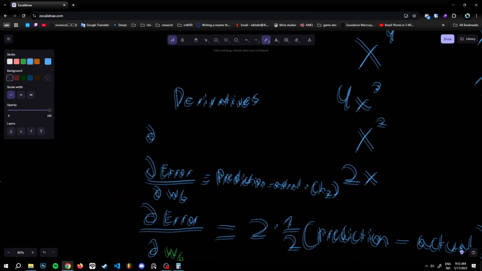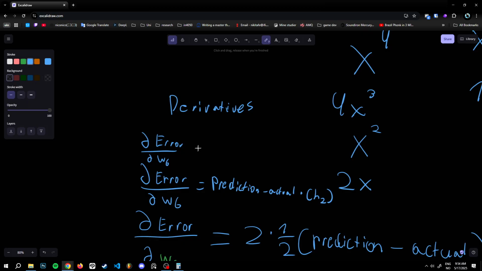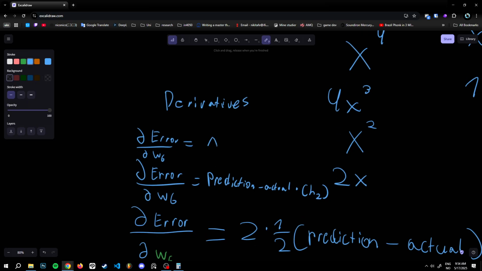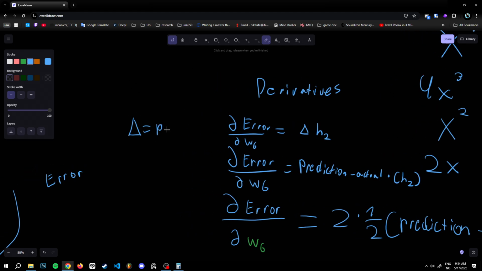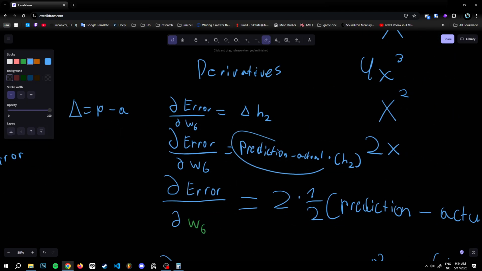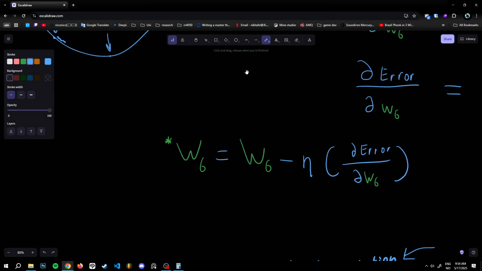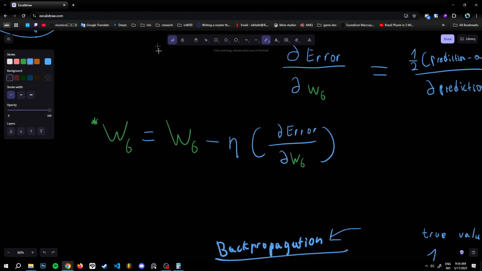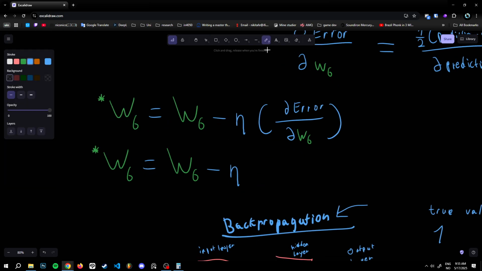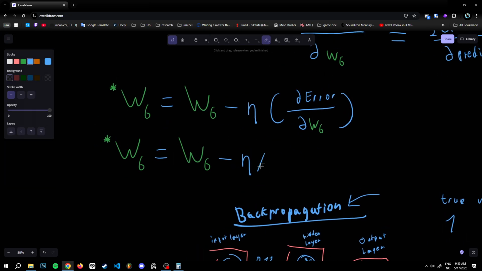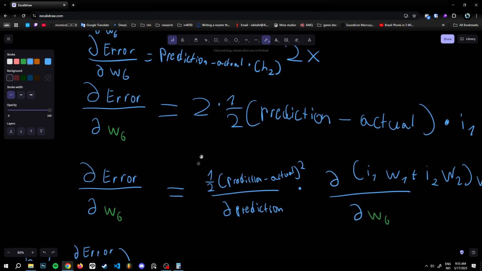Here we can also say that the error is changing because of, okay, just to simplify, we can say that this delta means prediction minus actual value. So delta is this thing, so we're just putting this into a delta. We're just writing delta h2 just to make it simpler, right? And so this whole error, or this whole thing that we have right now, we can just make as delta in h2. This delta basically means prediction minus actual.